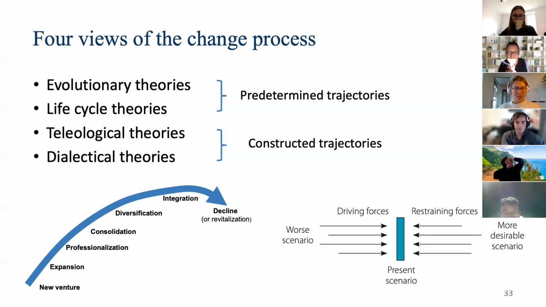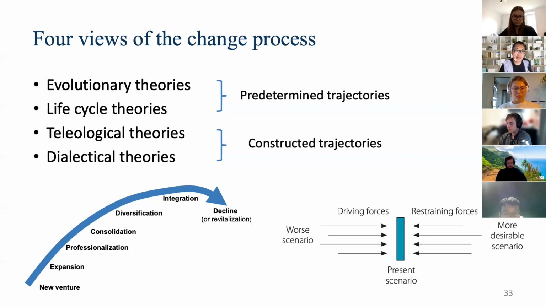So think about the example of Intel, right? When they tried to cut the memory business, instead of just focusing on producing chips, the CEO, once they decided this change in direction, faced very strong restraining forces, because all the departments that were focusing on producing memories would definitely not want their department to be cut, right? So they would not want to change the focus. So that's the idea of this dialectical theory.